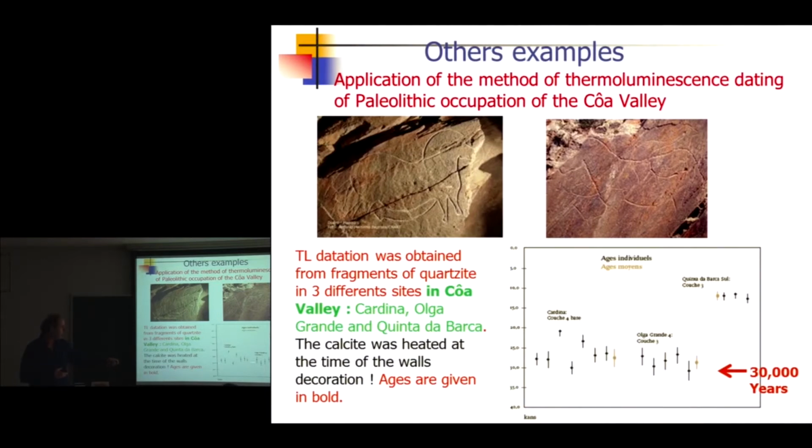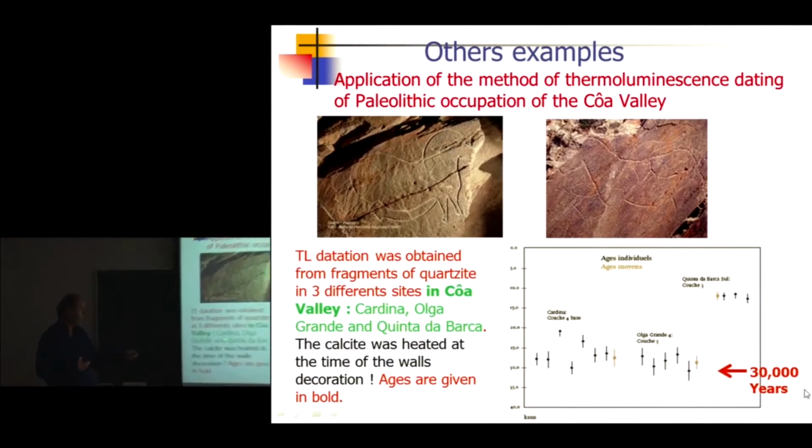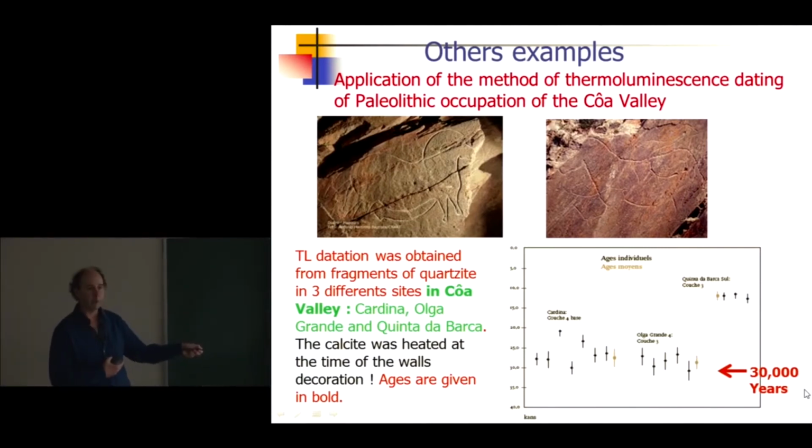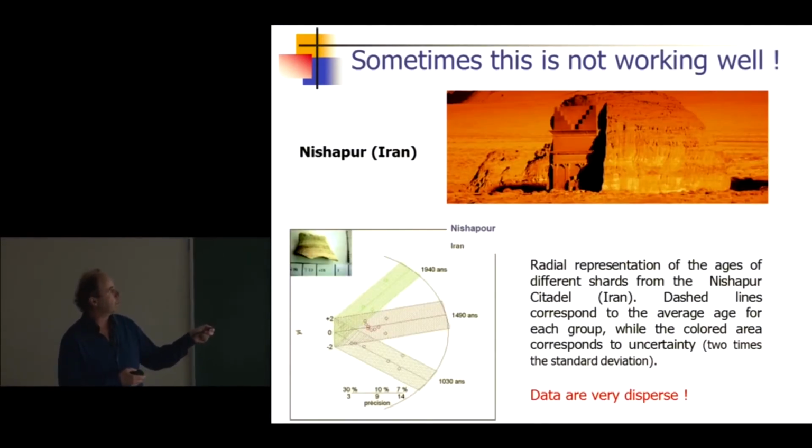You can see one was 30,000 years old, one was around 10,000 years old. The calcite was heated at the time of the wall decoration. So it was possible to find, besides the carving, some pottery or some stone, which give you some information about the date. So it's a very interesting way to get information about that. But sometimes it's not working so well.